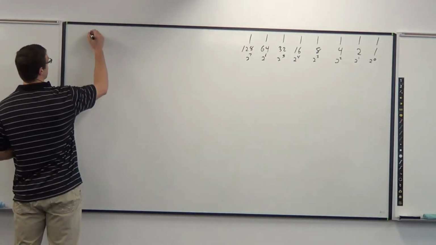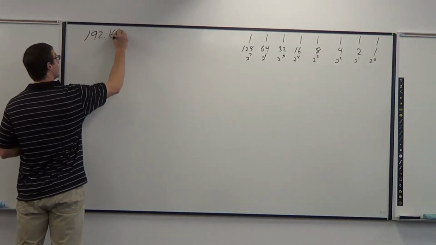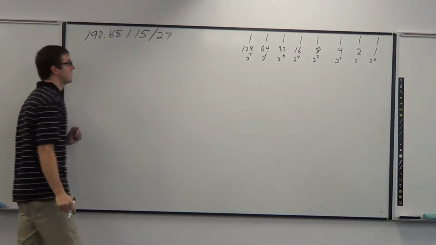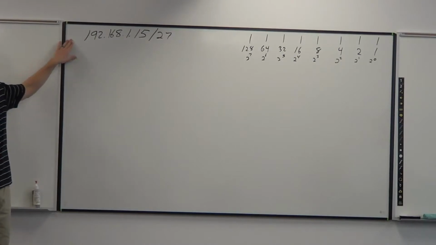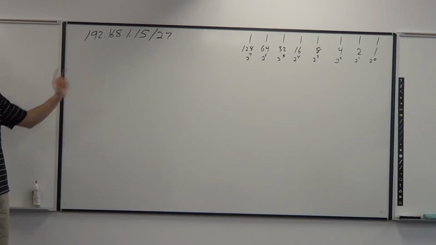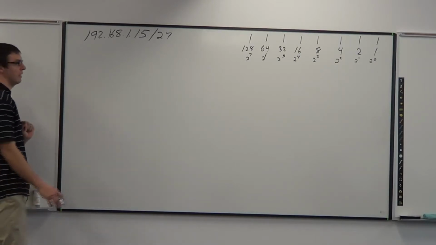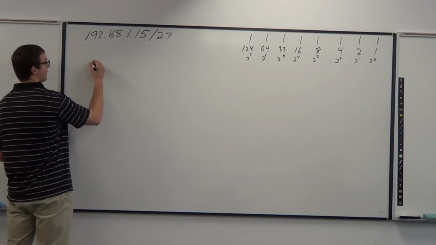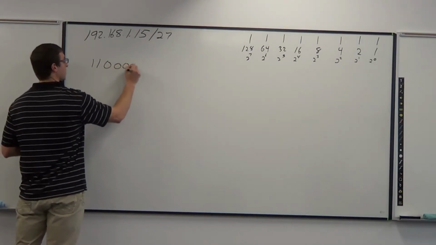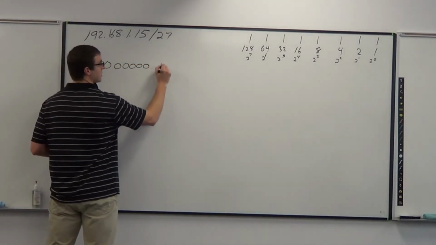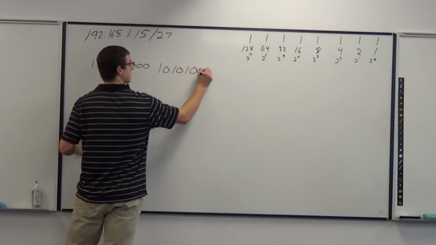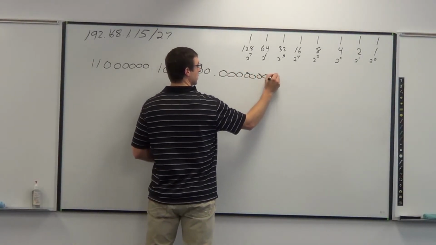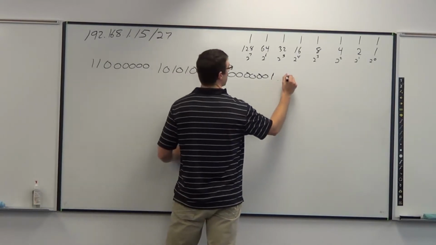So if I give you an address like this, 192.168.1.15 with a slash 27, what we want to do is convert this into binary, draw our line at the 27th bit on the right-hand side. That will determine which part is the network, which part is the host. Just to recap here, 192 in binary is this. 168 in binary is this. 1 in binary is this. And a 15 in binary would be this.